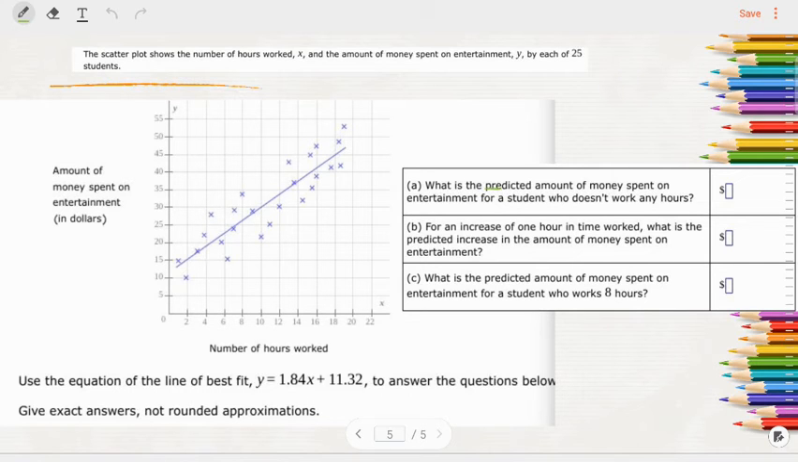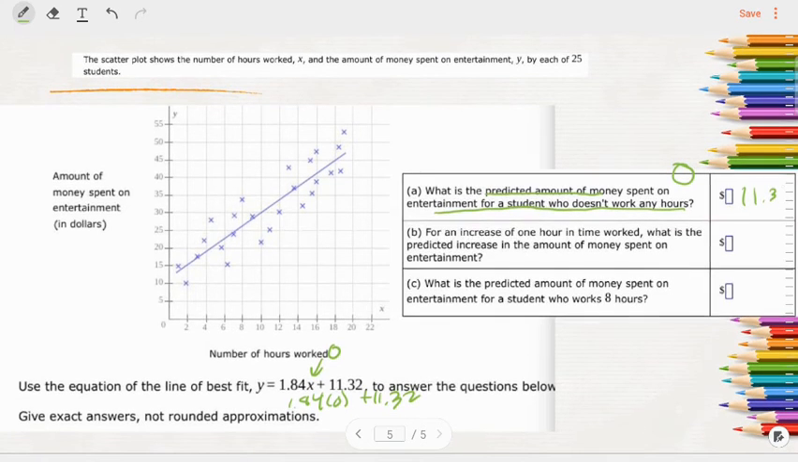What is the predicted amount of money spent on the entertainment of a student that doesn't work any hours? So predicted amount, no hours, 0 hours. So plugging in a 0, 1.84 times 0 plus 11.32 is 11.32. Now here's my increase question again. So again, it's not asking for what's my predicted amount. It's what is the predicted increase? How much is my line going up over time? Now, I'm going to predict that it's 1.84 because that's my slope. It's not writing 1.84, but let's go ahead and check.